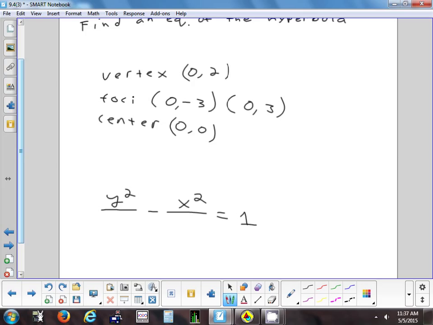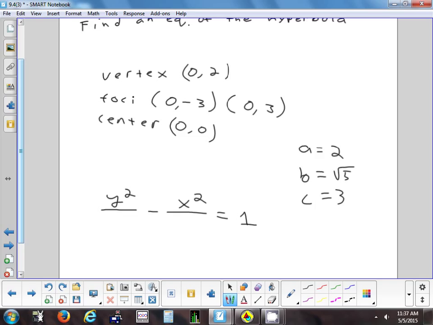Next you need A and B. Well, we can't get B right away, but we can get A and C, and then we can work with that. All right, so Emily, what's A? Yep, distance from the center to the vertex is 2. Okay, B, we don't know, but we're going to need it. C, we can figure out, distance from the center to the focus. That's 3.